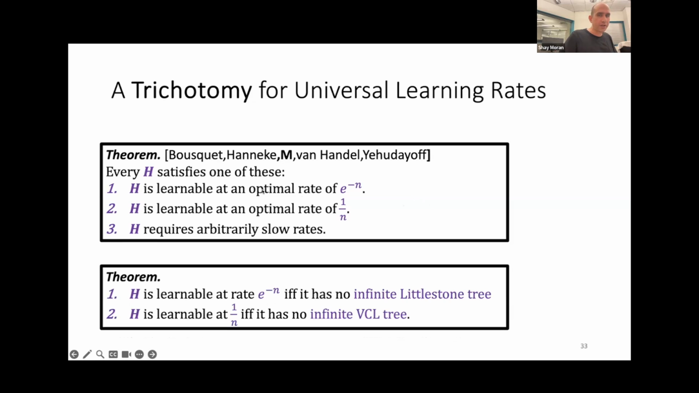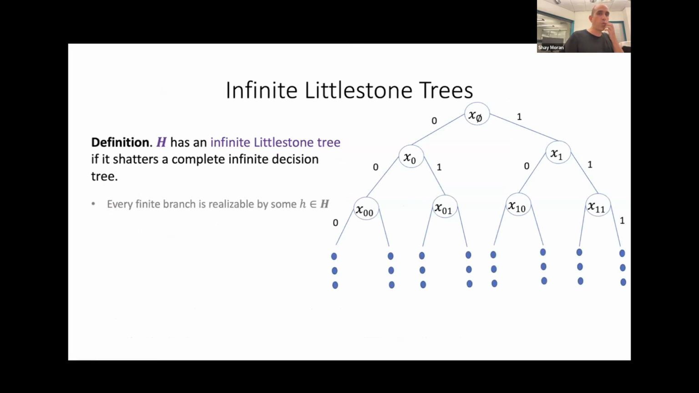Item 1, the exponential rate, is characterized by the existence of Littlestone trees. I will soon tell you what these are. And item 2 is characterized by the existence of VCL trees, of shattered VCL trees. This I will not tell you about, but it's similar in spirit to Littlestone trees. So what are these infinite Littlestone trees?